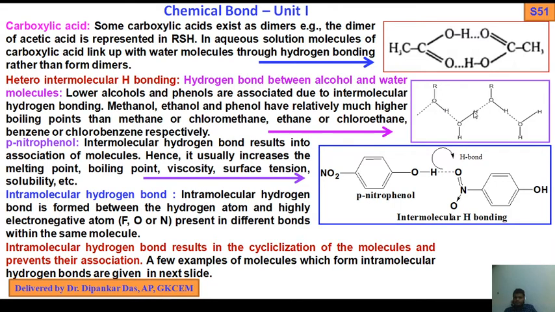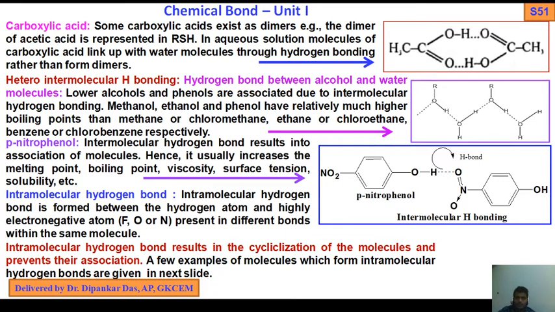This is the alcohol molecule. This is the water molecule. This is another alcohol molecule. This is a water molecule. Water molecules possess two hydrogen atoms. So here is a hydrogen bond, and here also this hydrogen forms a bond with the oxygen of the alcohol. In this way, a hydrogen bond can be formed between alcohol and water. That's why it is called hetero intermolecular hydrogen bonding.